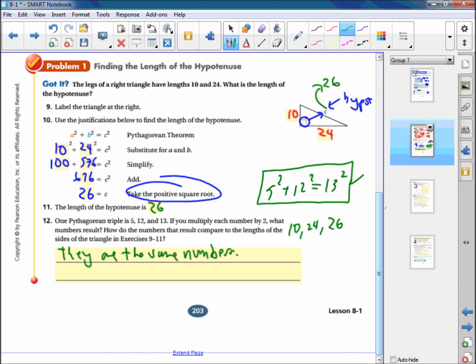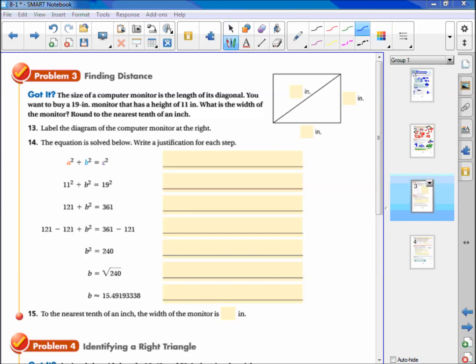Okay, so if you take a Pythagorean triple and you double all the sides of it, you're going to get another Pythagorean triple. Okay, that's what this looks like. All right, let's flip it over and look at the next page. Problem number 3, finding distance.